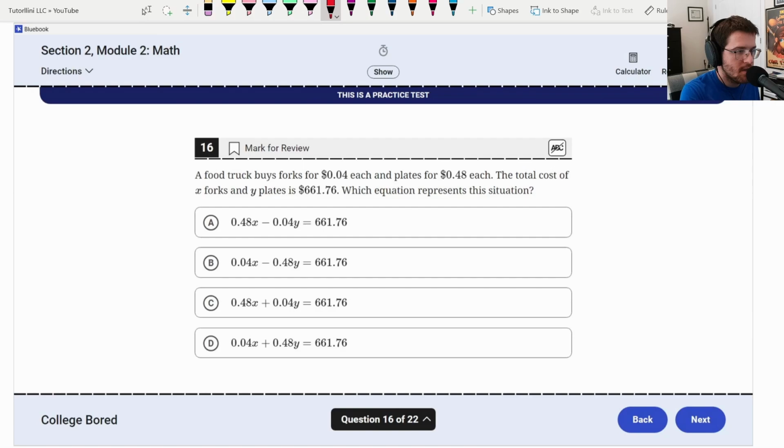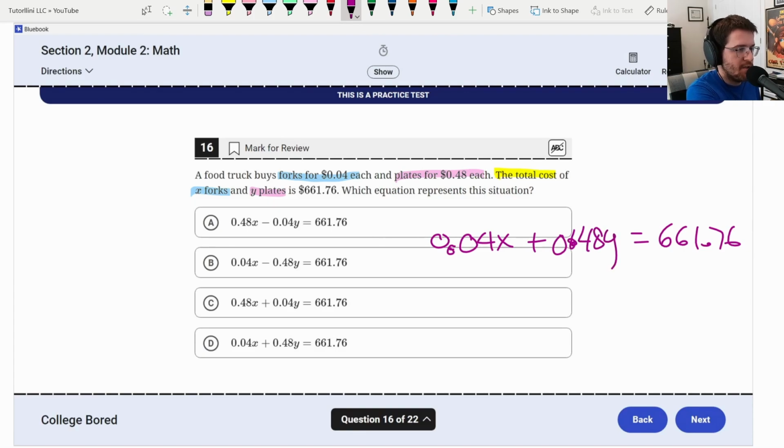Okay, question 16. So it says total cost. So we're probably going to add these guys up and set it equal to 661.76. And it says the forks are 0.04 and there's x forks. So 0.04x, and then we're going to add them because it says total. Plates are 0.48 y plates. So 0.48y. And this is looking like answer choice D.